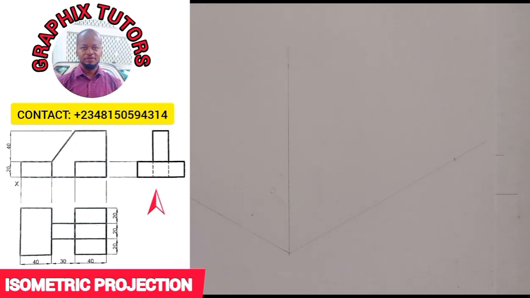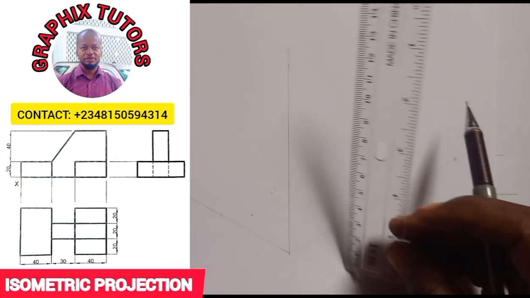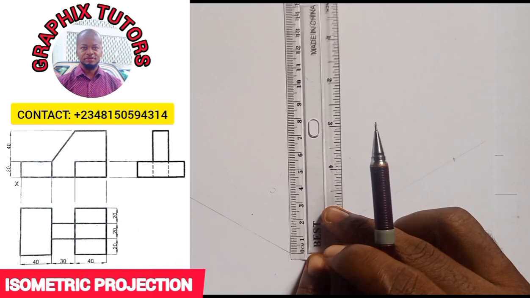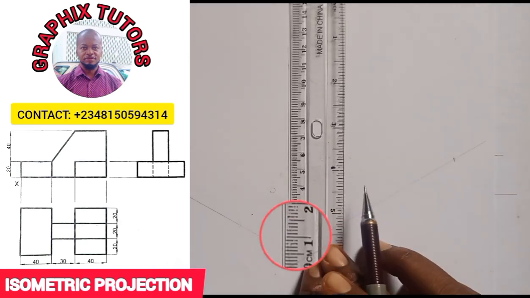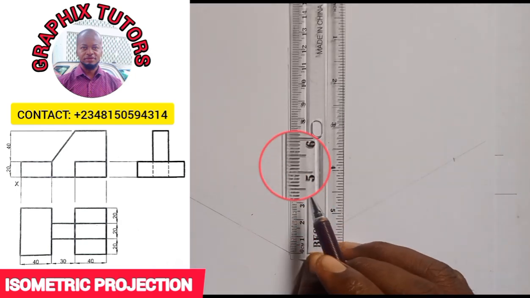Now, the entire height, you get it from the elevation too. And that is 20 plus 40, which is 60. So I'm going to measure from this base here, these are reference points, from 0 to 60.